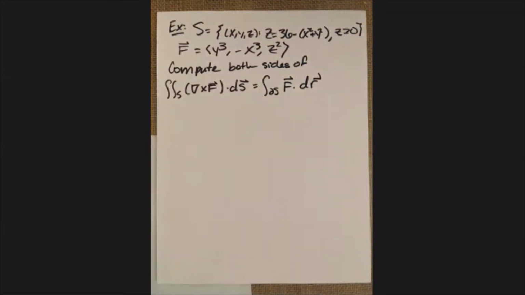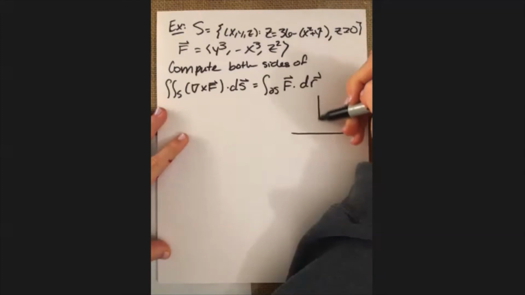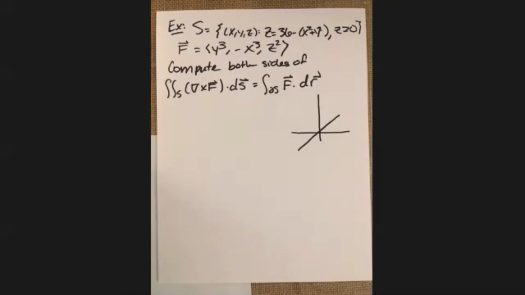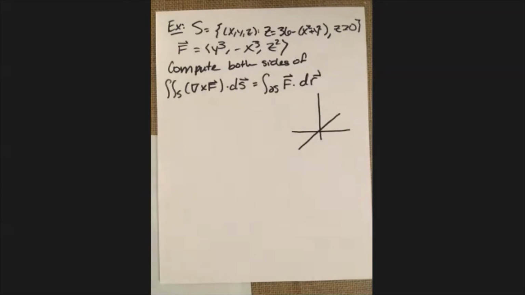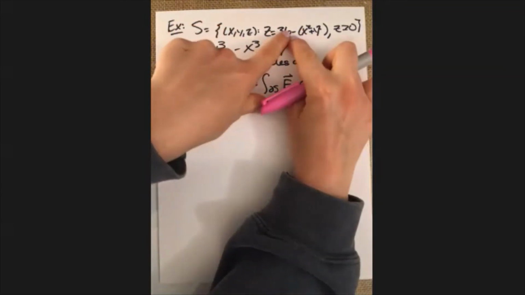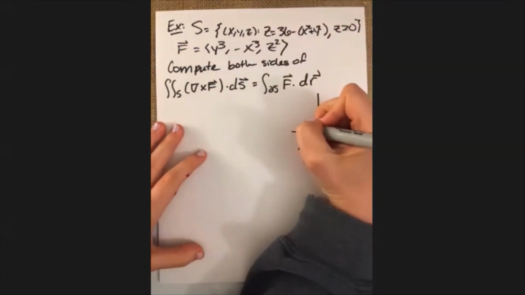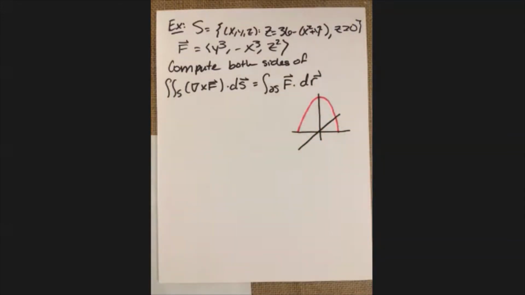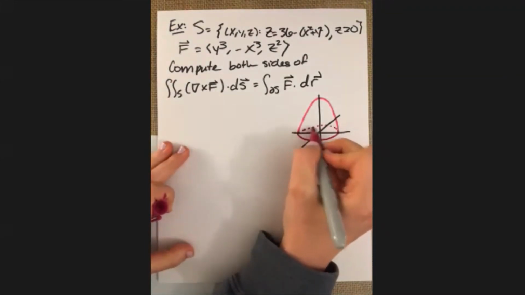Before we jump too far into this, let's take a look at our shape again. This is a paraboloid, and I think we've looked at this shape in a previous video. It's been flipped upside down, and then translated up 36 units. So it's going to look something like that, although maybe a little more symmetric in reality. Its boundary will be a disc that sits down here in the xy plane.